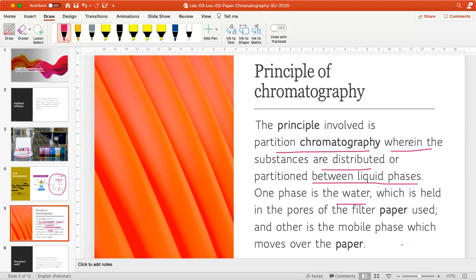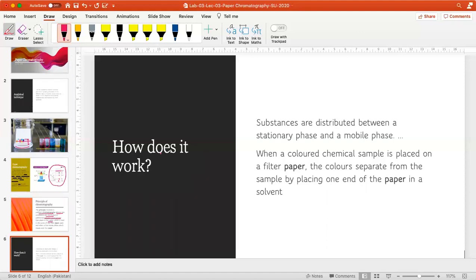दूसरा जो मोबाइल फेस होता है which moves on the paper, ठीक है, और ये मोबाइल फेस आपका सॉल्वेंट सिस्टम होता है जो कि मूव करता है. सो इसी की बेसिस के ऊपर हम सेपरेट कर लेते हैं अपना मिक्सचर. How does it work? Substances are distributed between a stationary phase and a mobile phase. So I have told you कि अगर आप in the broad way में इस पेपर को ले लें stationary phase और जो solvent system है आपका, you just take it as a mobile phase.